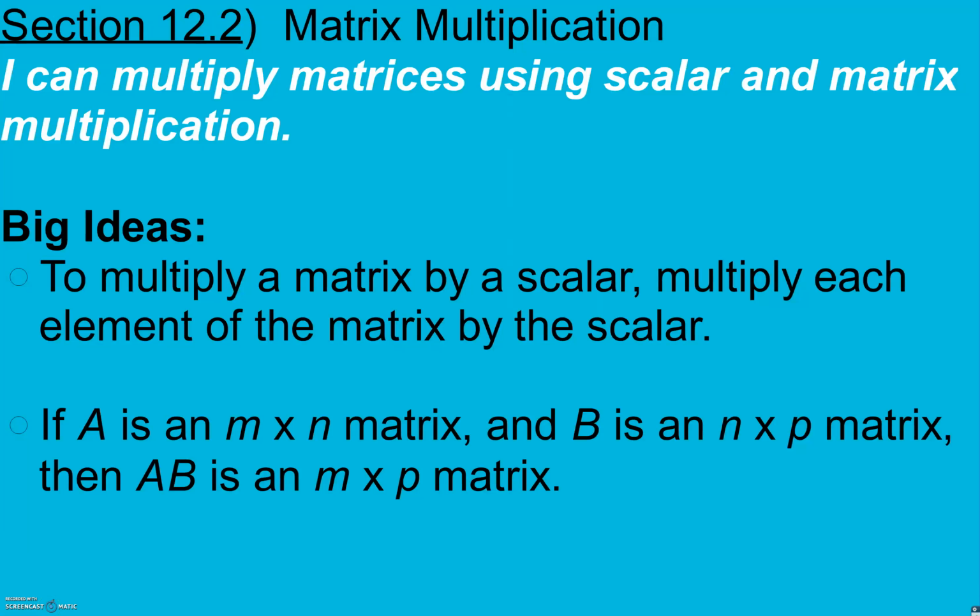Section 12.2 here is matrix multiplication. I can multiply matrices using scalar and matrix multiplication. Big ideas. To multiply a matrix by a scalar, multiply each element in the matrix by the scalar. If A is an m by n matrix and B is an n by p matrix, then A times B is an m by p matrix.